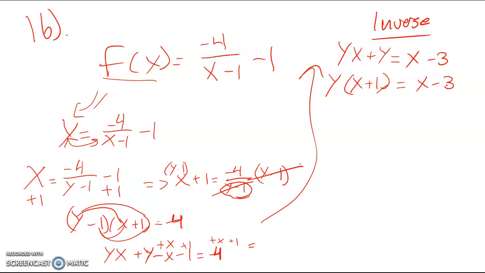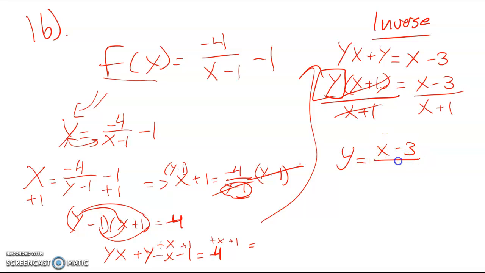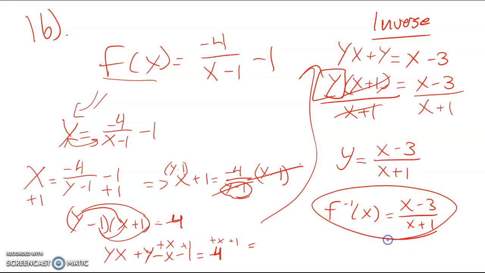And then the last, most important step is we take this x plus 1 and divide it on both sides, because I'm trying to get the y by itself. Dividing cancels it out, and I'm left with y is equal to x minus 3 over x plus 1. And again, if you want to put in f inverse of x equals x minus 3 over x plus 1, you can do that as well.